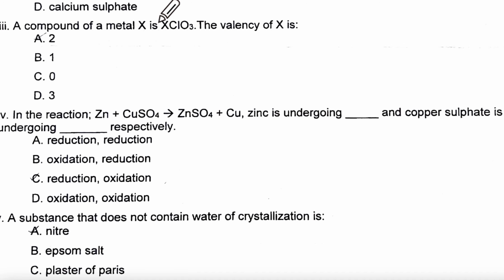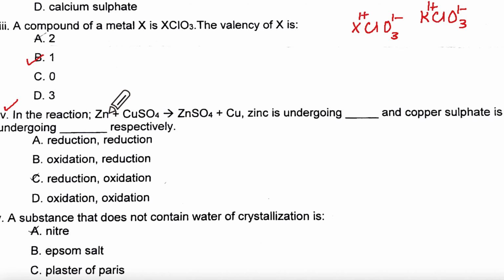the compound of metal X is XClO3. Now XClO3, you have to know the chlorate valency of it. So think of the compound like KClO3, that is potassium chlorate. Now you know potassium is 1 plus, so chlorate will be 1 minus, so X will be 1 plus. Now valency of X is going to be 1 plus.